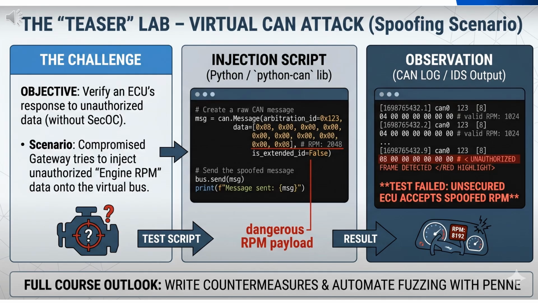We use the Python CAN library to create a single valid CAN message, and let's say we set the RPM value to a dangerous 8000 RPM. In the script, we specify the CAN ID of the target, put our dangerous data in the payload, and hit send. On the right, we observe the result.